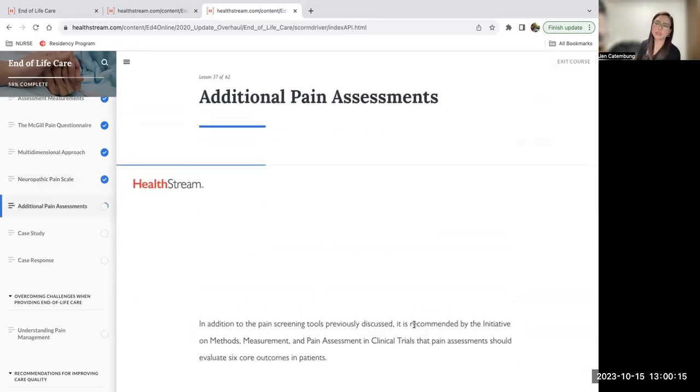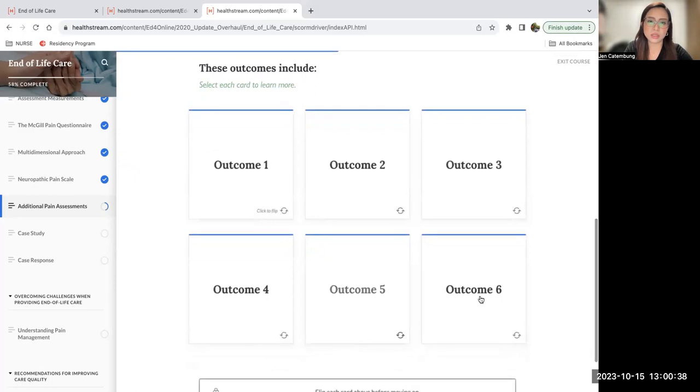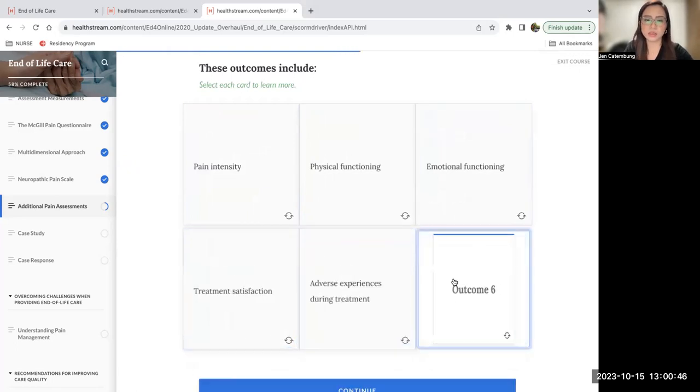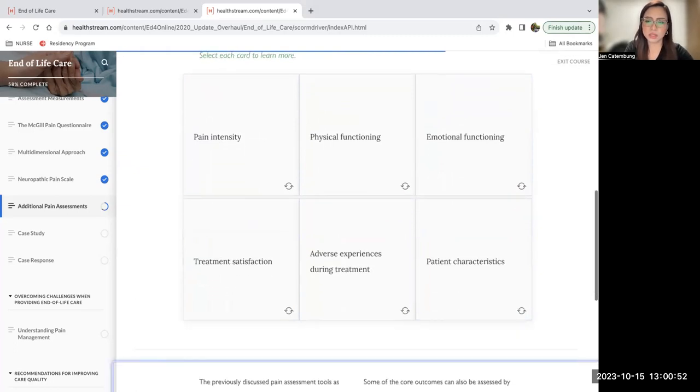Additional pain assessments. In addition to the pain screening tools previously discussed, it is recommended by the Initiative on Methods, Measurement, and Pain Assessment in Clinical Trials that pain assessments should evaluate six core outcomes in patients. These outcomes include pain intensity, physical functioning, emotional functioning, treatment satisfaction, adverse experiences during treatment, and patient characteristics.